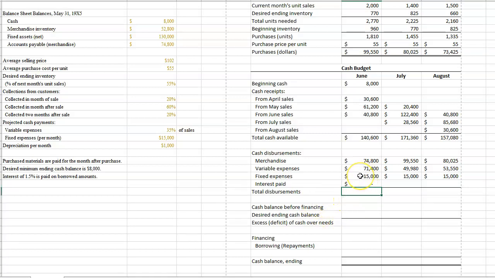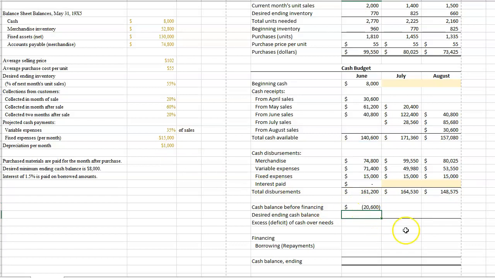So let's figure out what our total disbursements are. And I'll drag this over for later, for when we figure out what these missing interest pieces are. So currently, technically, these need to be filled in. We'll come back to them. So total so far for June, we see our disbursements, and let's see what our cash balance is before we finance. So we have 140,600 cash available, but we need to spend 161,200 in the month of June. So we're in the negative here.